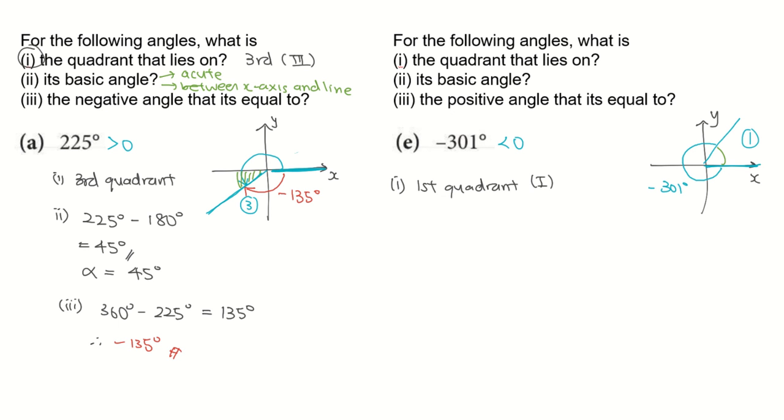Basic angle is an acute angle that is between the x-axis and the line. So this basic angle is 360 minus 301 degrees, which equals 59 degrees. Hence, your alpha is 59 degrees for this negative angle. And lastly, what's the positive angle that is equal to?